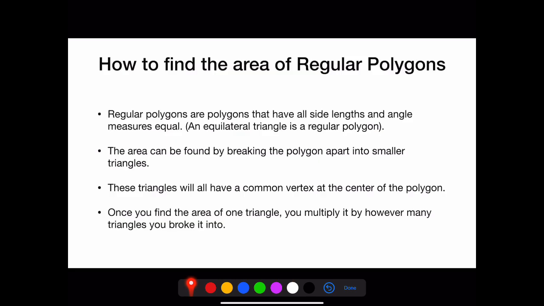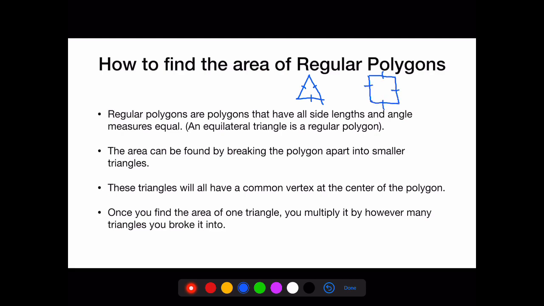So, how to find the area? This new word here, regular, we've come across it before. Regular just means that all sides are the same, so very similar to equilateral triangles. Those are regular triangles, in fact, because all sides are the same. Now we're going to be moving into more different polygons that are regular, or all sides are the same.